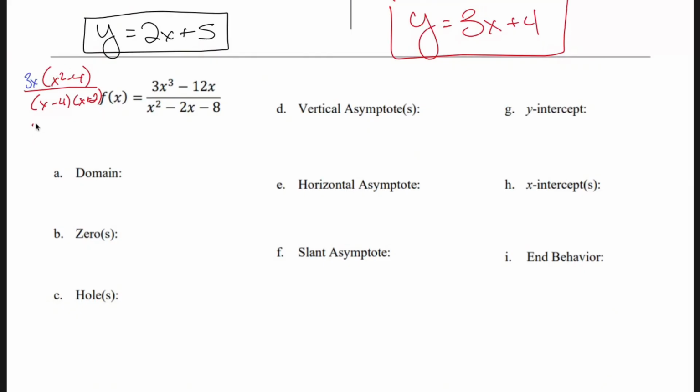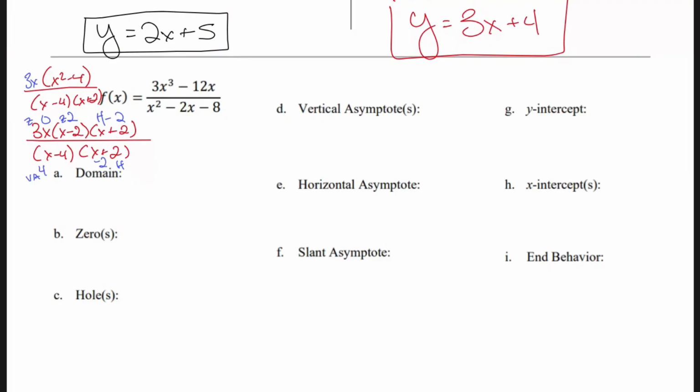The top part factors out again, so 3x, x minus 2, x plus 2. The bottom factors out to x minus 4, x plus 2. Magic number time. 0, 2, negative 2, 4, negative 2. 0 is a 0, 2 is a 0, negative 2 is a hole because negative 2 is a hole, and 4 is a vertical asymptote.